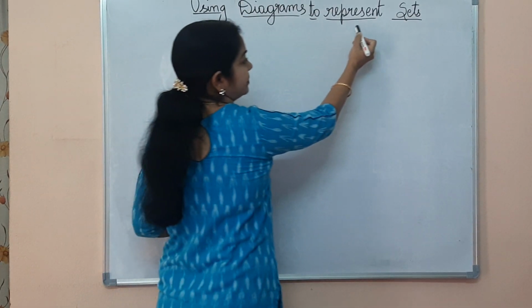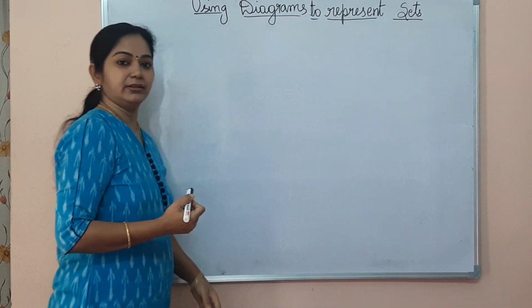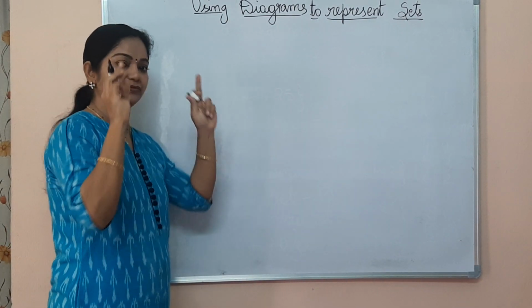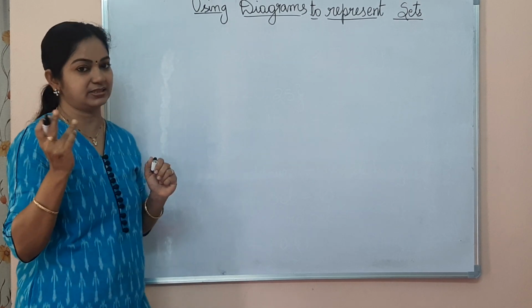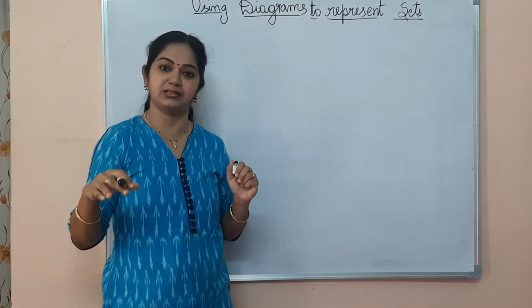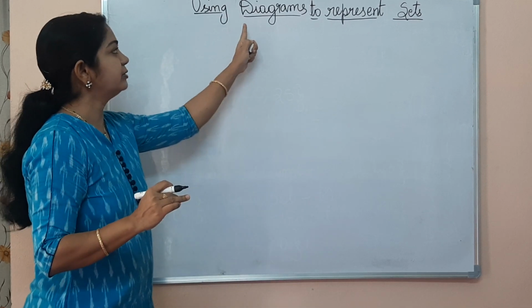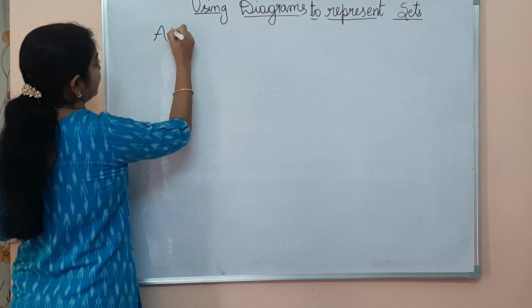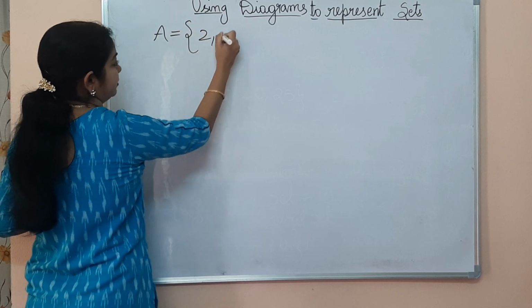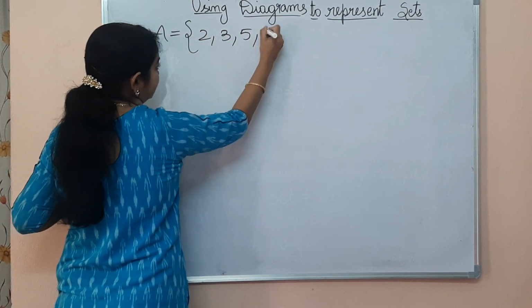Using diagrams to represent sets. Okay, the sets in the form of braces we have represented till now. Also we represented sets in roster form as well as the set builder form. Now, using the diagrams, we represent the set. Let me take an example of a set A. That will be equal to {2, 3, 5, 7}.